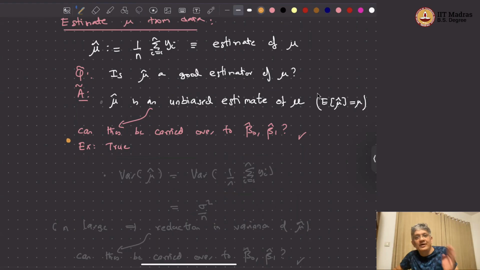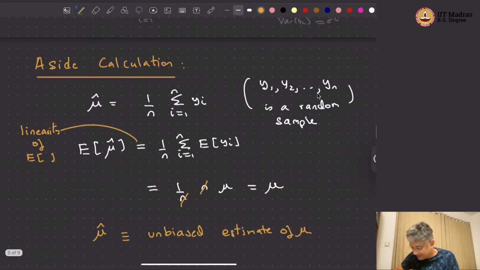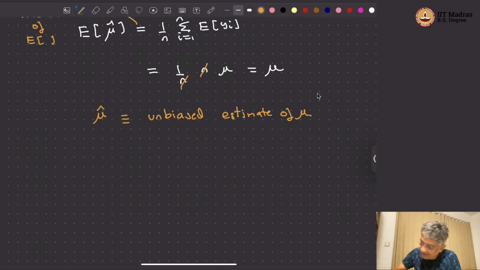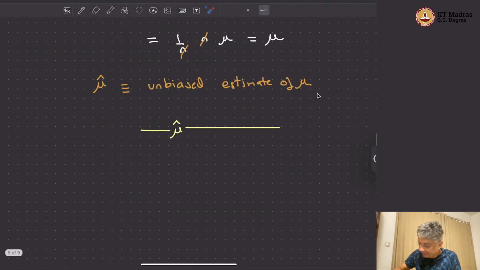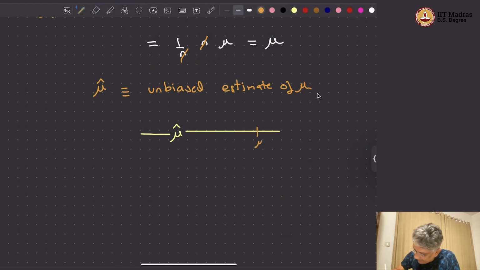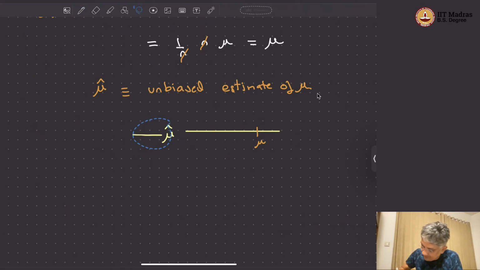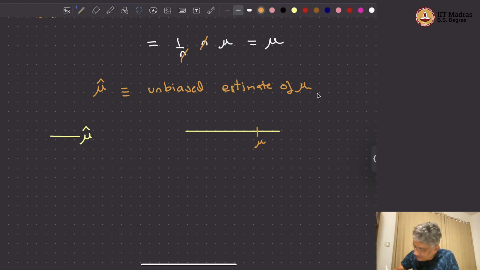So once you have an unbiased estimate of mu, how do you judge its quality? I have the estimate mu hat. Let's say mu is somewhere here and mu hat is somewhere here on the real line. How do you judge its value? It's random because mu hat is coming from the sample, which is drawn once. You know it's going to be centered at mu. That's how mu hat is. So this is the estimator, and this is the mean of mu hat.